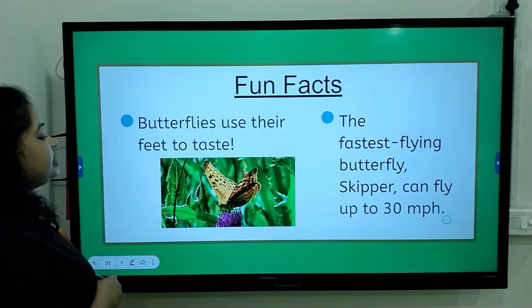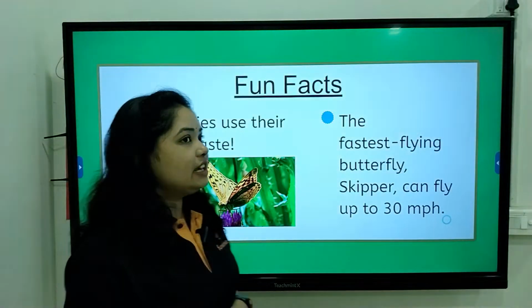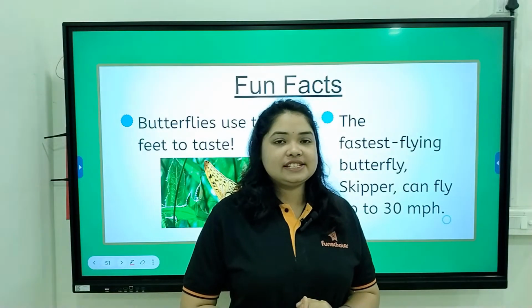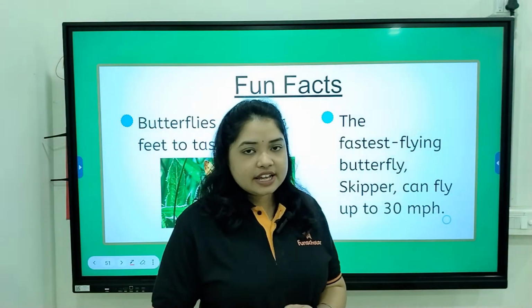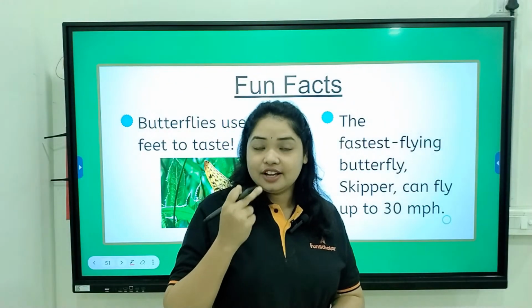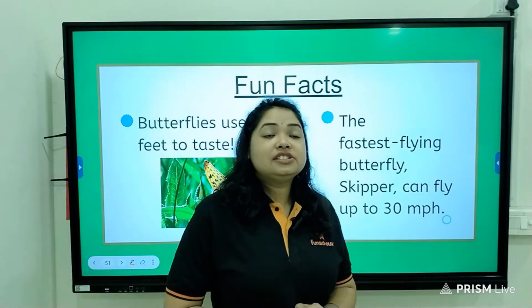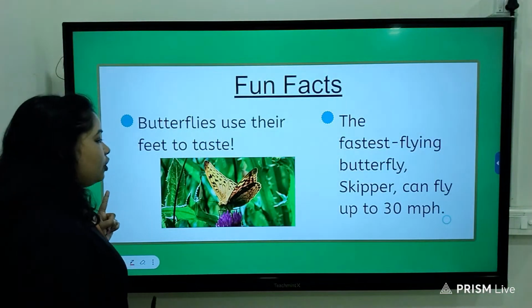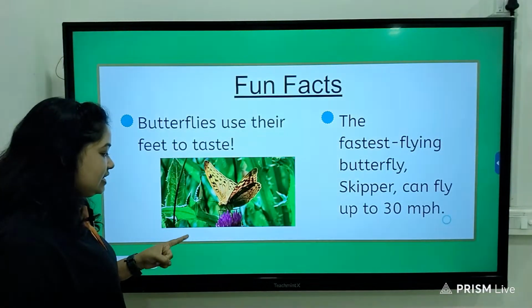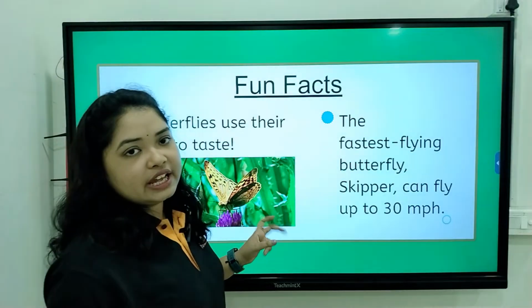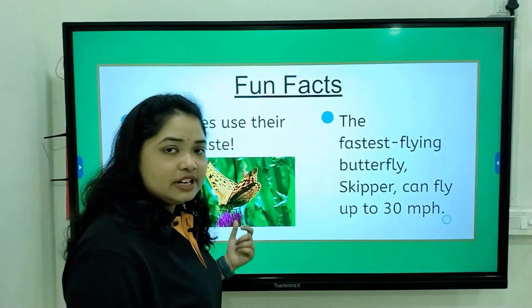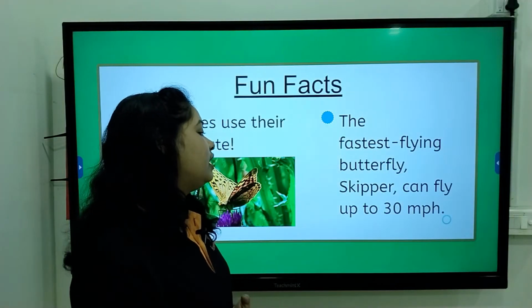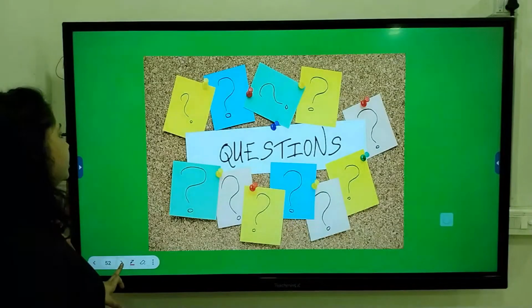Then, butterflies use their feet to taste. Yes, butterflies, and this is also the case with house flies. So they are in the same category of insects. In our case, we have taste buds in our tongue, because of which we can tell the taste of the food. But butterflies have taste buds in their feet. So once they step on a certain type of food, they can tell what type of food it is and what its taste is. The fastest flying butterfly is the skipper butterfly, which can fly up to 30 miles per hour.